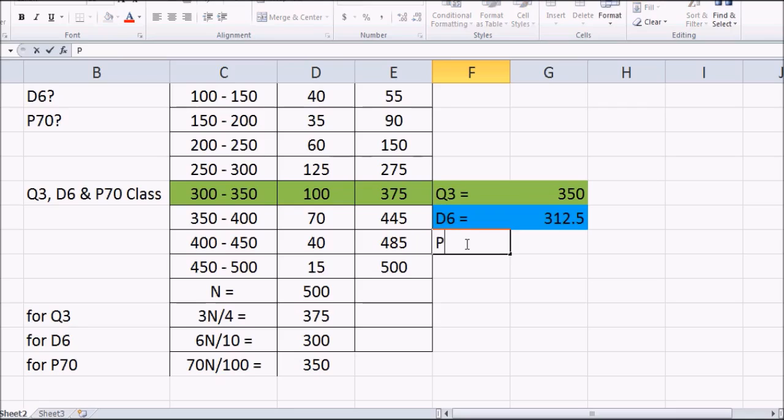So let me do the calculation of P70 here. Lower value is the same, 300 plus 350 minus 275 divided by 100, and then the whole thing multiplied by 50. And my P70 happens to be 337.5.